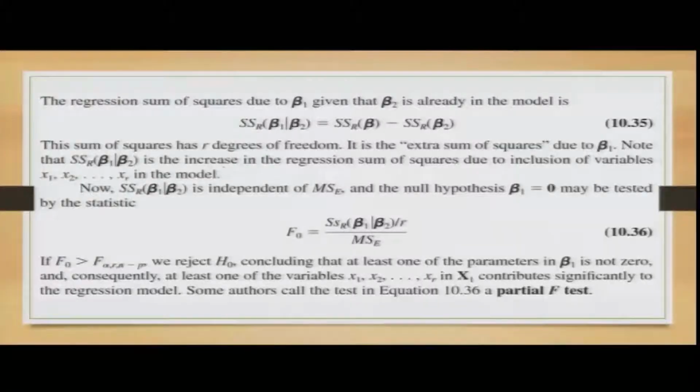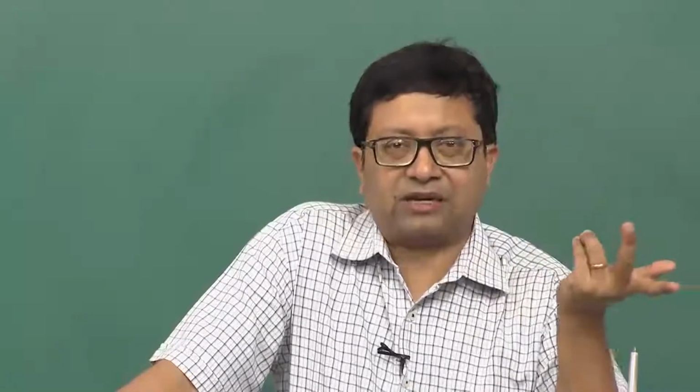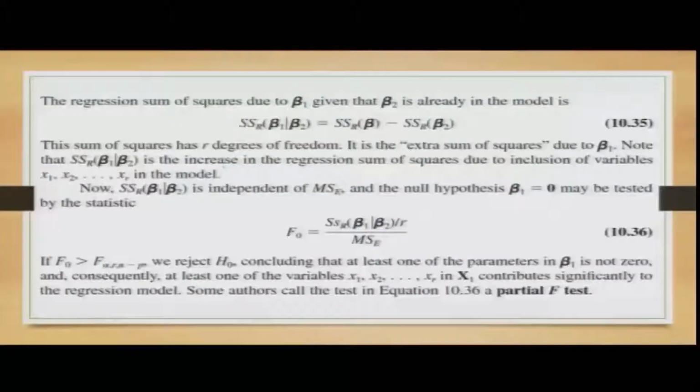The regression sum of the squares due to beta 1 and beta 2 is already given in the model. So, the sum of the squares for beta 1 given beta 2, or beta 2 given beta 1, would be given by this formula, where the sum of the squares of betas minus the sum of the squares coming from beta 2 would be the sum of the squares for beta 1 given beta 2, and if you interchange 1 and 2, it will be exactly the same. That means the sum of the squares of beta 2 given beta 1 would be the sum of the squares of beta minus the sum of the squares of beta 1. This sum of the squares has r degrees of freedom, it is an extra sum of the squares due to beta 1.